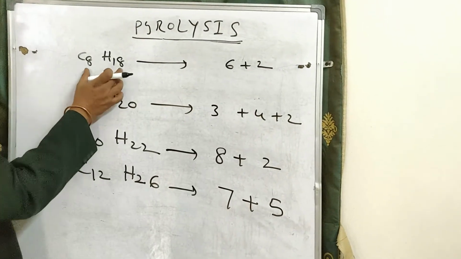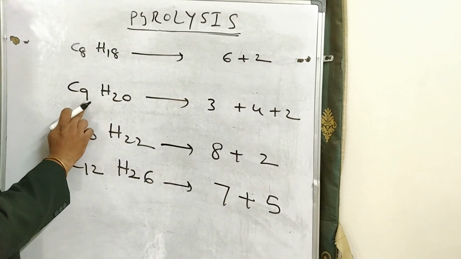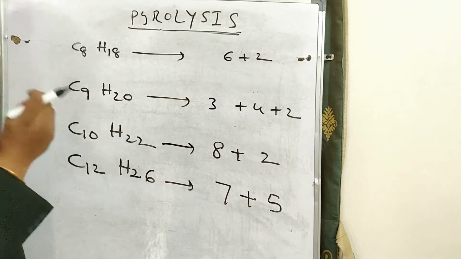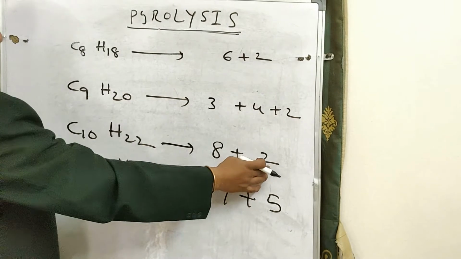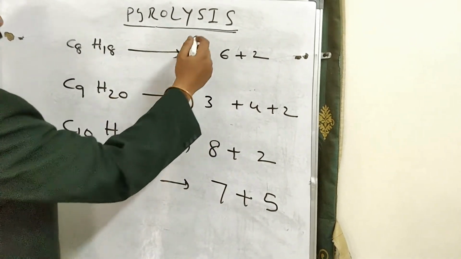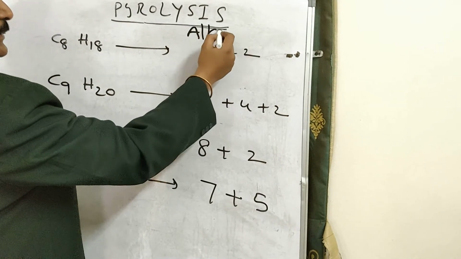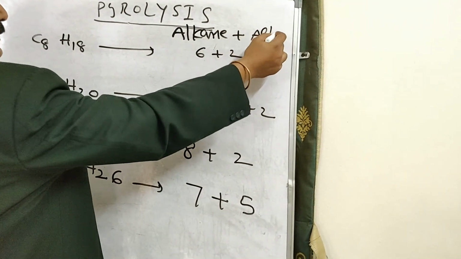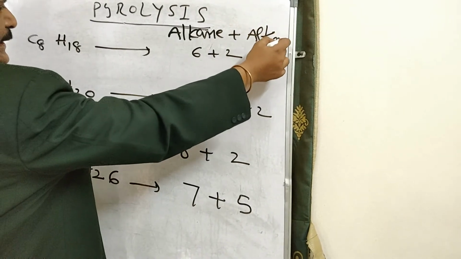Now in case of octane, my code is 6+2. In case of nonane, my code is 3+4+2. In case of decane, my code is 8+2, and in case of dodecane, my code is 7+5. Already I told you, the first number belongs to alkane, and the remaining numbers belong to alkene.